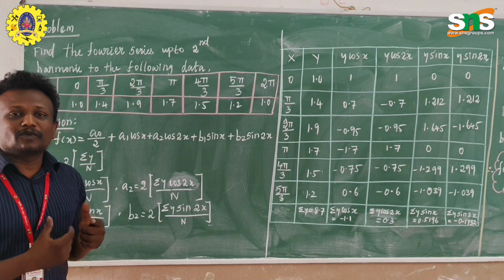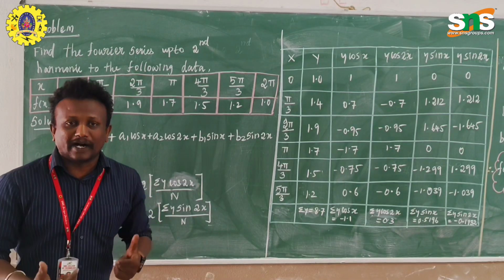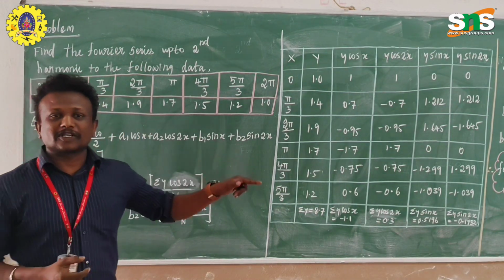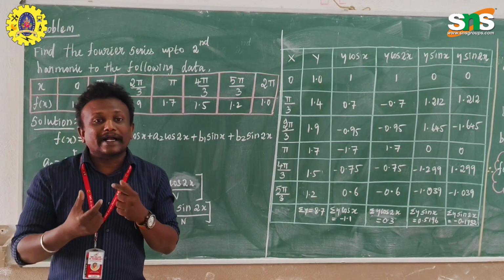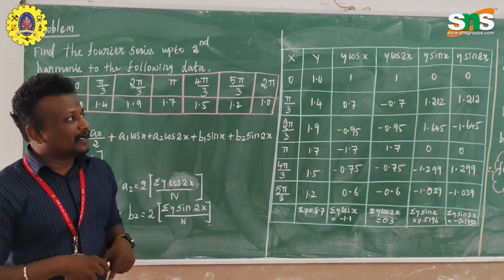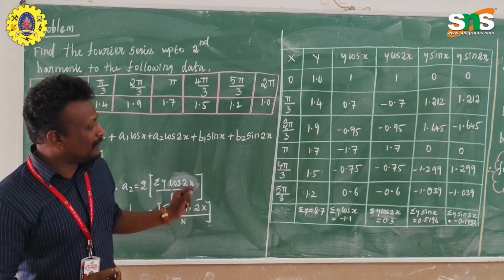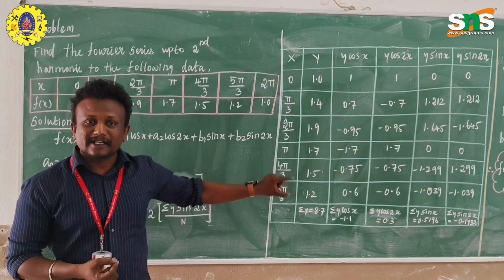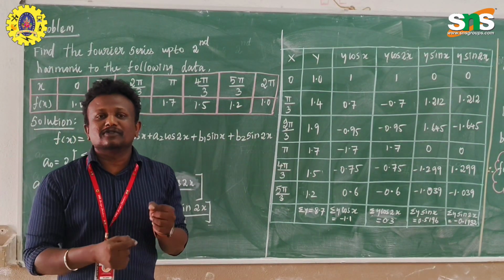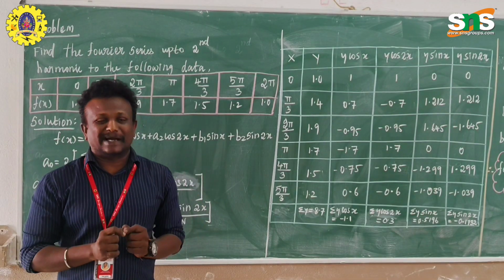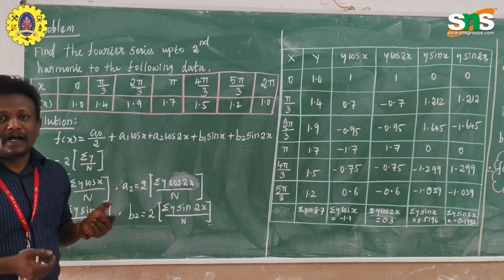In the first step, we are going to find the basic formulas, the necessary formulas that we require to solve this problem. In the second step, we are going to form a table where we get the required information. And in the third step, we are going to substitute the results that we find in this table into the formula. After simplification, we are going to find the general Fourier series expansion. Okay, clear?